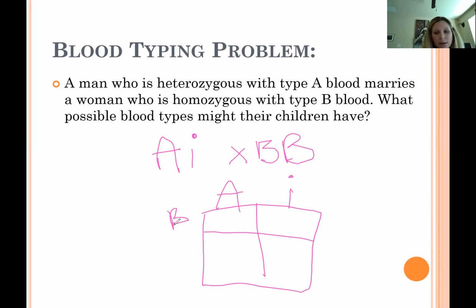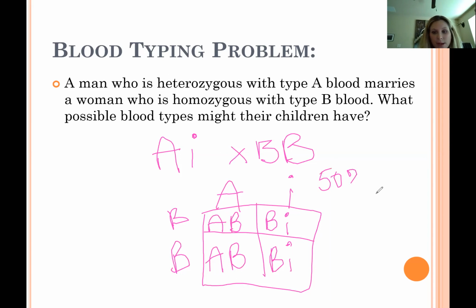All right. You would do a cross, like you did before. So what are the possible blood types of their children? 50% of their children would be AB. 50% would just be plain B blood type. Okay.